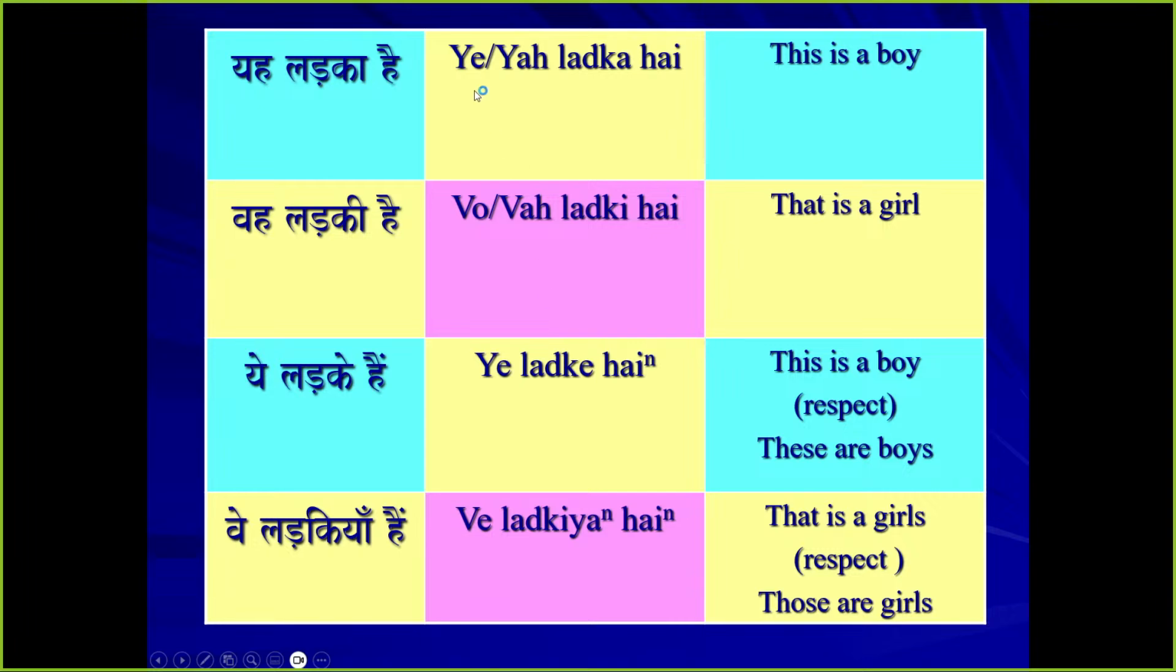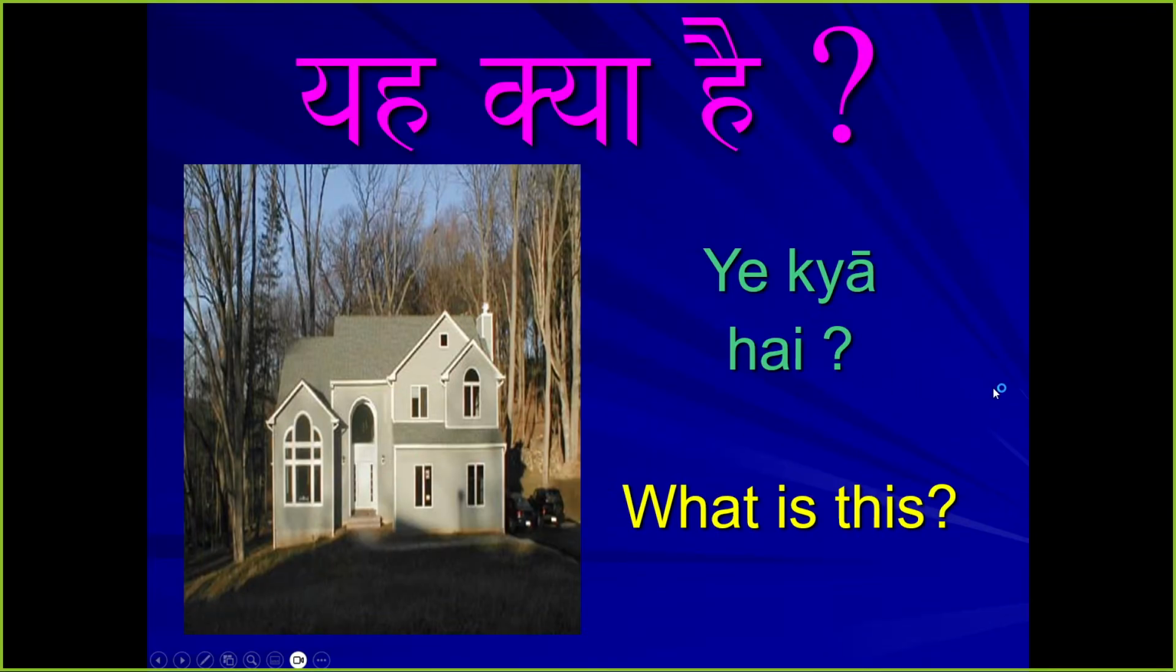And Kavina, you read all four for me. ये लड़का है, वो लड़की है, ये लड़के हैं, वे लड़कियां हैं. Now, last two, if you see, ये लड़के हैं could mean this is a boy or it could mean these are boys. It could be both. So this ye could be singular or plural. Similarly, वे लड़कियां हैं. Actually, since we are using ladkiyan, it will only mean those are girls. It will not mean that is a girl.